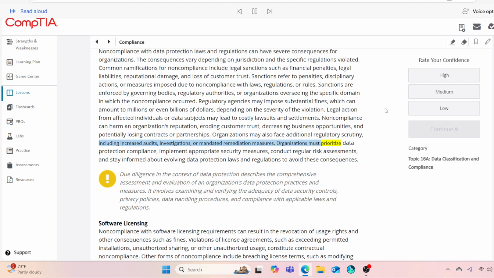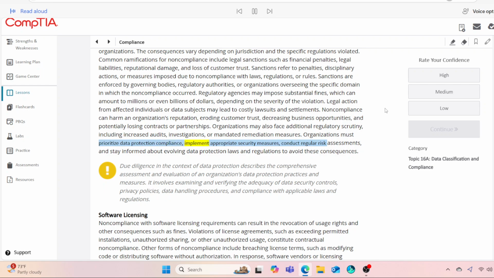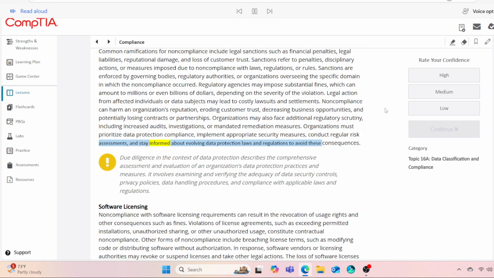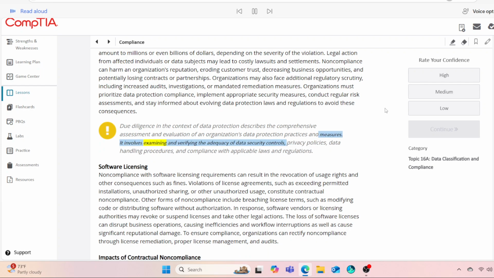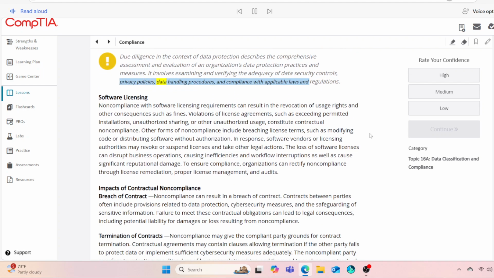Organizations must prioritize data protection compliance, implement appropriate security measures, conduct regular risk assessments, and stay informed about evolving data protection laws and regulations to avoid these consequences. Due diligence in the context of data protection describes the comprehensive assessment and evaluation of an organization's data protection practices and measures. It involves examining and verifying the adequacy of data security controls, privacy policies, data handling procedures, and compliance with applicable laws and regulations.